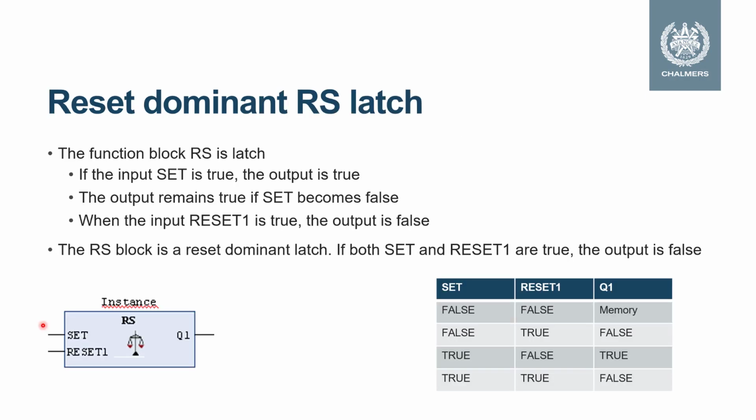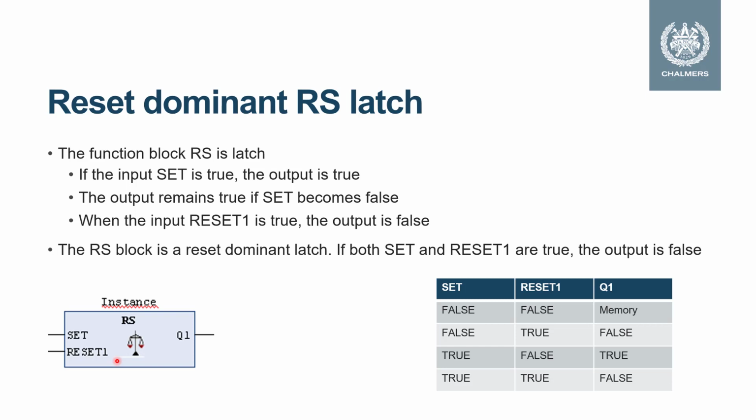The RS function block looks like this if it's inserted into a ladder program or a function block diagram program. We have two inputs, one set and one reset 1, and we have one output Q1. This function block is a latch in itself. It's an RS latch, which means that if the input set is true, the output will be true, and it will remain true when the set signal becomes false. The output will be reset, it will become false when the reset signal is true.